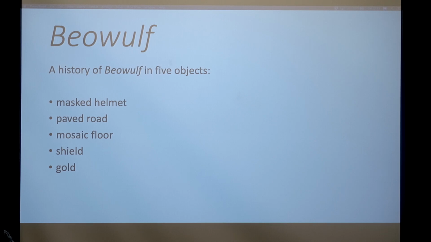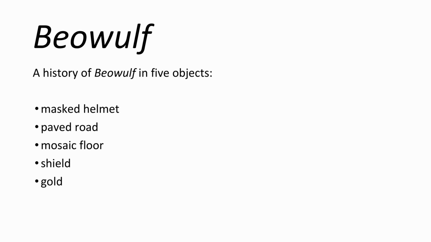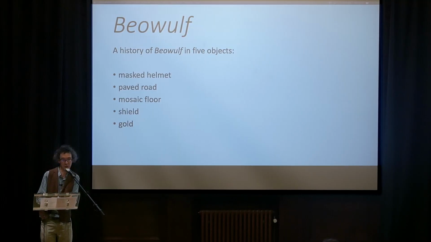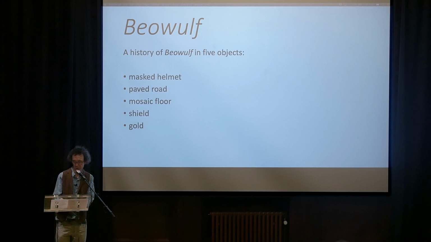I'm going to show you some objects which introduce you to a few more things about the Old English language. My first is a helmet, and then we're going to look at a road, a floor, a shield, and gold. They're slightly arbitrary choices, but in a way they sum up some minor aspects of the poem, which is about a hero who goes on a journey, a kind of adventure which he takes upon himself, to free the king of Denmark from the monsters that are attacking his palace. In the end, of course, 50 years go by, and I won't spoil it. You've got to go away and read it. That's the beginning of the story, the first half of the story.